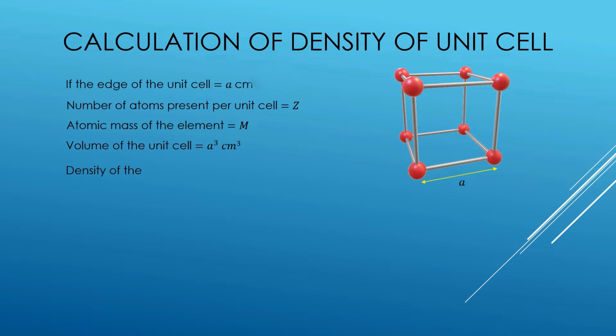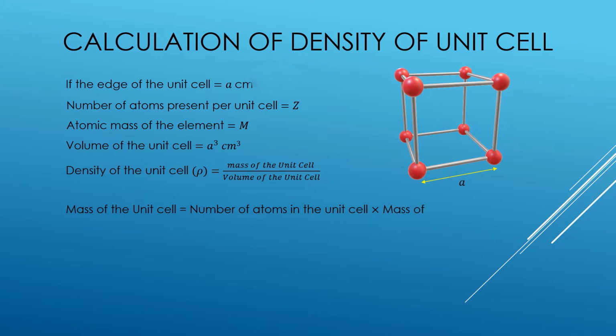The density of the unit cell is equal to the mass of the unit cell divided by the volume of the unit cell. Now, when we talk about the mass of the unit cell, this is equal to the number of atoms in the unit cell into the mass of each atom. Hence, mass of unit cell is equal to z into small m. Here, small m denotes the mass of each atom.